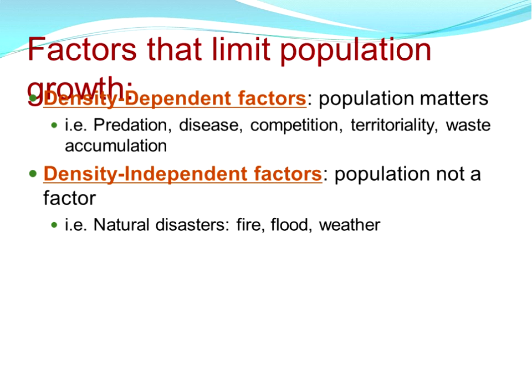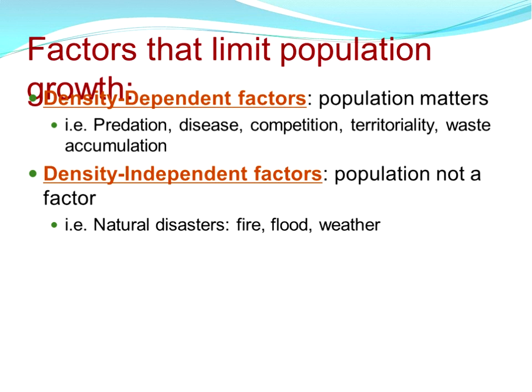All right, so some factors that limit the population growth: density-dependent factors and density-independent factors. The difference between these is that density-dependent means that the population matters. So these are going to be things like disease, competition, the resources available, waste accumulation, predation. Whereas density-independent factors are factors that don't depend on the population. The population is not a factor in it at all.